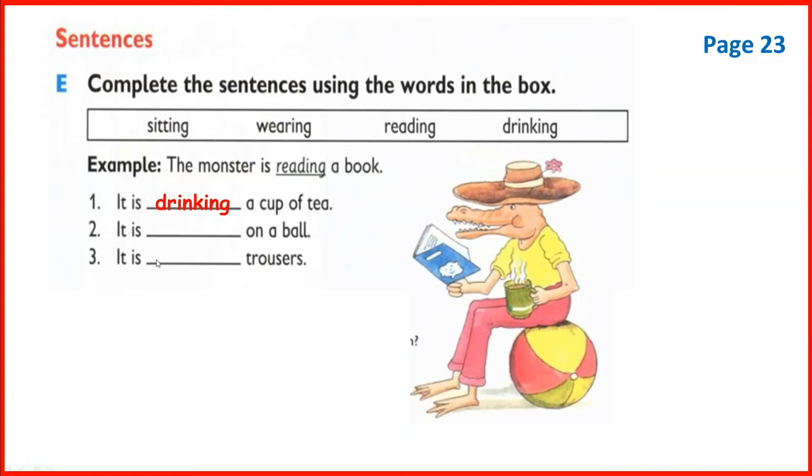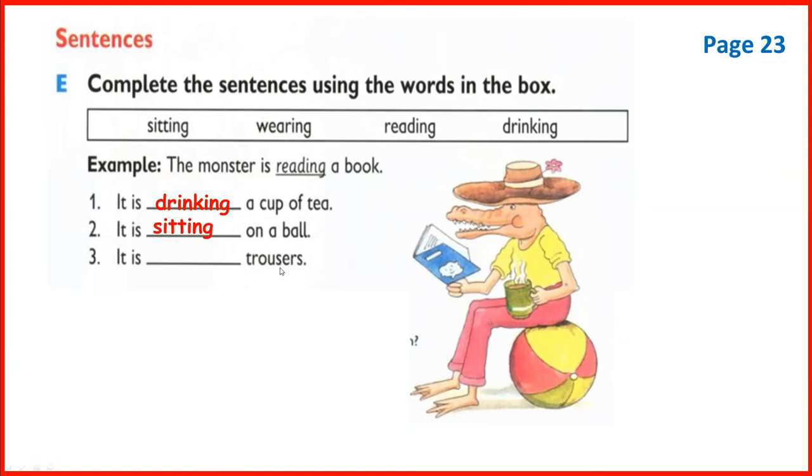Okay, now it is dash on a ball. It is sitting on a ball. Okay, the monster is sitting on a ball. You have to write here sitting. S-I-T-T-I-N-G, sitting. Okay, now number 3, the last one.